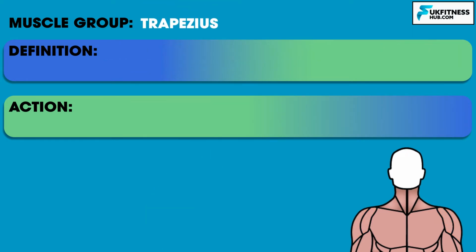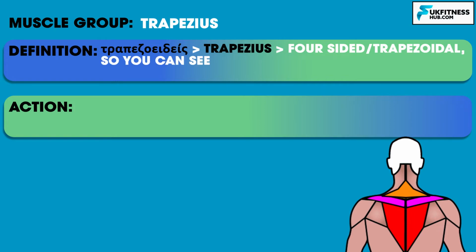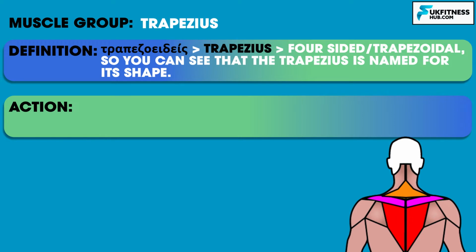Next is the trapezius, located here at the back of the upper body. The word trapezius originates from the Greek trapezoides, meaning four-sided or trapezoidal, so you can see that the trapezius is named for its shape. The trapezius muscle is dissected into 3, the upper, middle, and lower fibers.